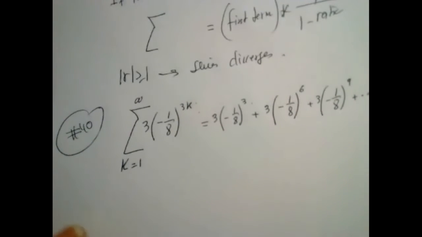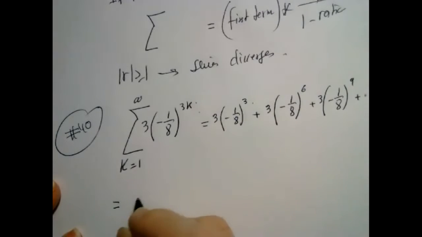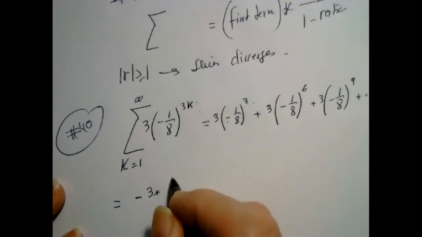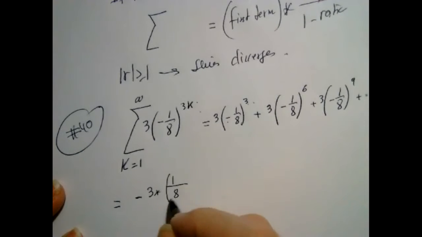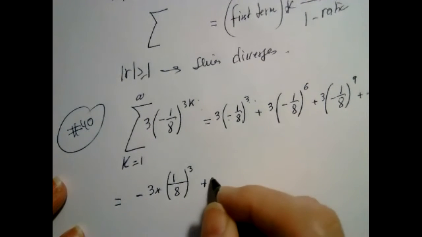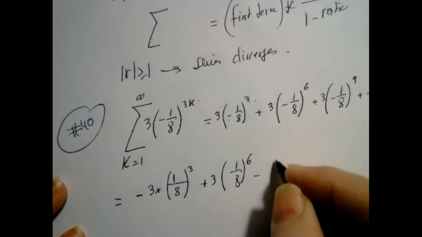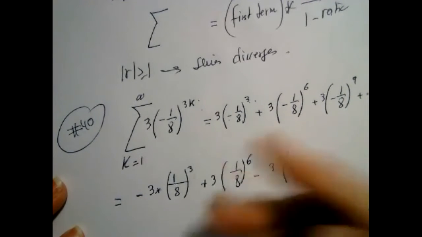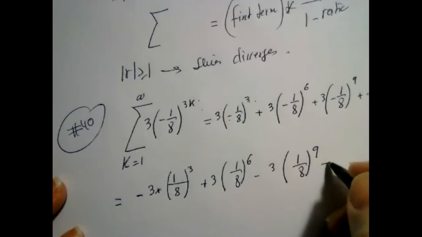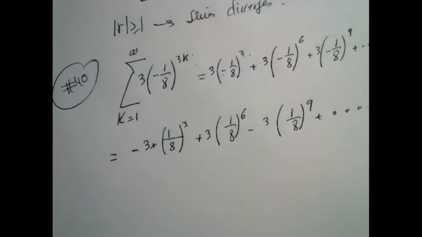So by writing the first few terms, this is basically equal to a minus sign, 3 times 1 over 8 to the power 3, plus 3 times 1 over 8 to the power 6, minus, and so on and so forth. It's nice to see this where the signs are alternating back and forth. Okay, so now the question is the following.